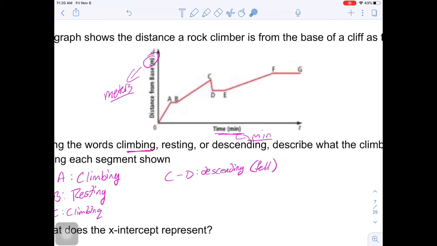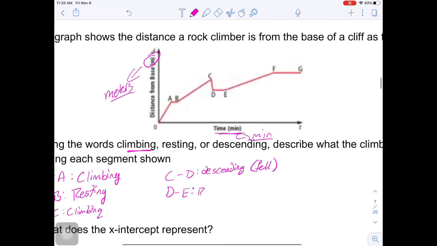Because the time it takes for him to get from B to C takes way longer. And from C to D, he drops in a very short amount of time. So he definitely fell there. D to E, he definitely took a rest. We can see he probably had to take a rest, a pretty long one. Because maybe he hurt himself or maybe he's just trying to get himself sorted. So he's definitely resting at that point. So that's D to E.